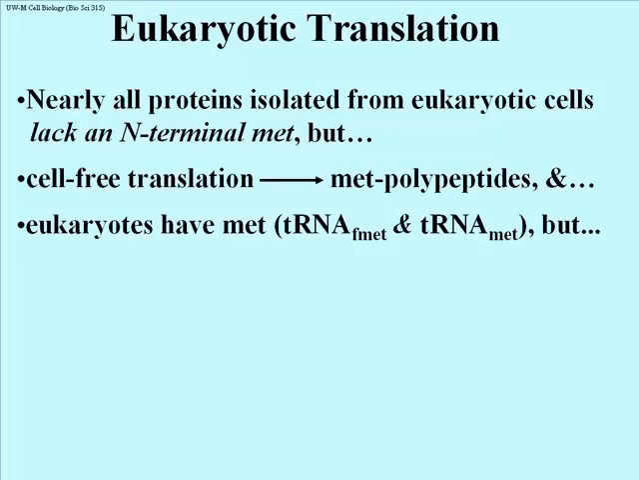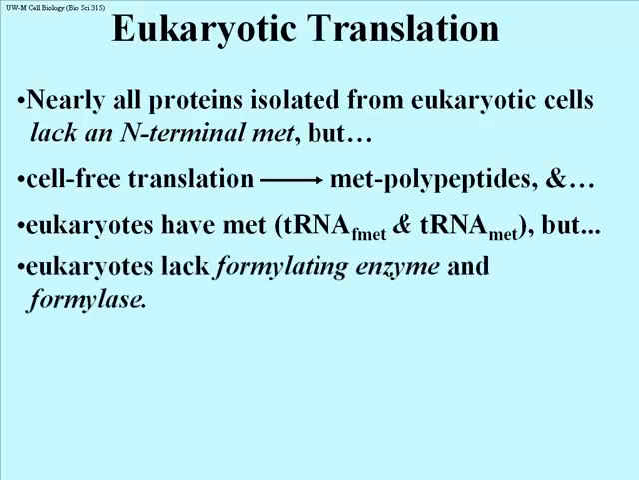Eukaryotes, in fact, have 2 tRNAs for methionine. One of them is called formyl methionine, tRNA F-met. And the other one is tRNA met. And the tRNA met, of course, functions to put methionine anywhere in the middle of a chain of amino acids where it belongs based on the coding in the messenger RNA. And the tRNA sub F does indeed get complexed with a methionine using the aminoacyl tRNA synthetase appropriate to that reaction, but it never gets formylated. It never actually gets a formyl group. Eukaryotes simply lack a formylating enzyme, and they also lack deformylase, the enzyme that would, of course, take the formyl group off of the methionine after translation was well underway.